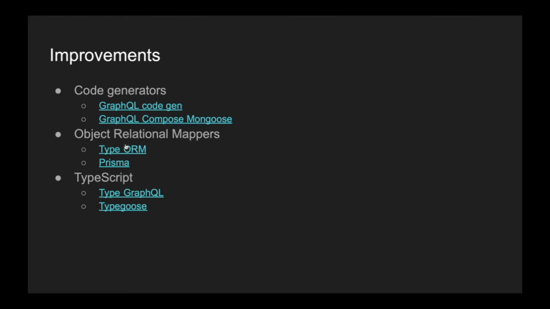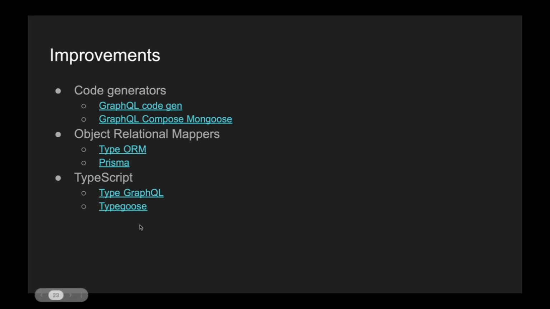But two big ones are TypeORM and then Prisma. And then another improvement that you could add is also using TypeScript instead of JavaScript. If you use TypeScript, you can use a cool combination of two different libraries. One's called TypeGraphQL, the other is called TypeGoose.